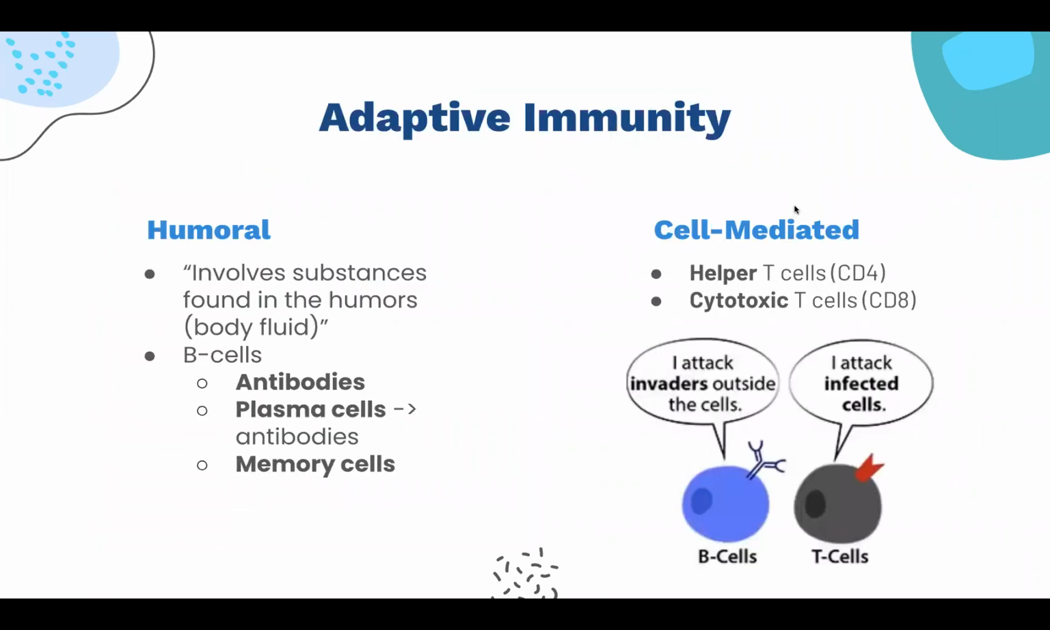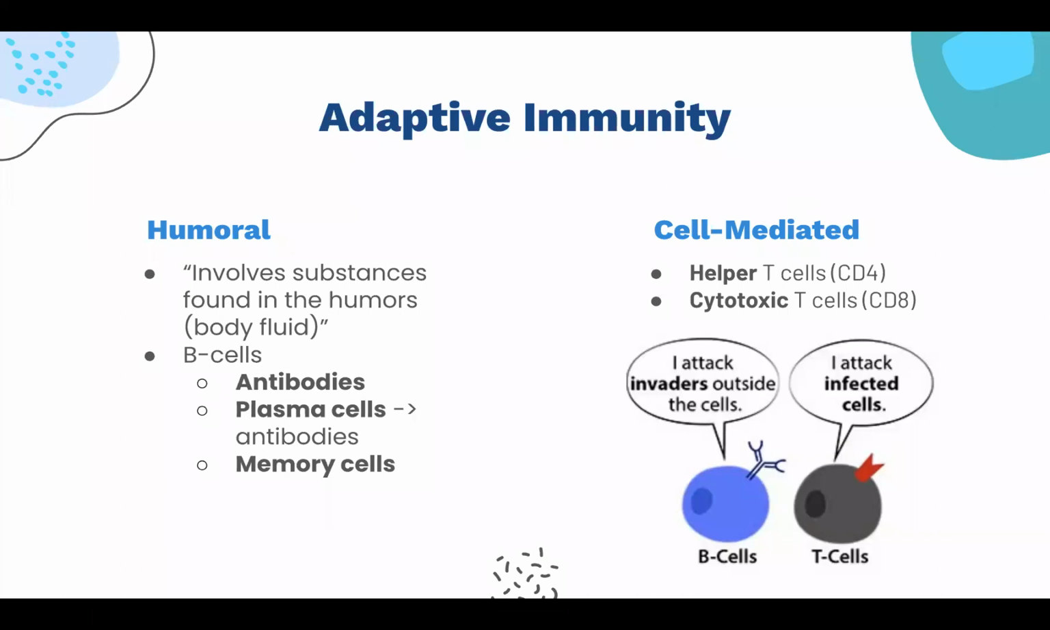Right, let's move on to adaptive immunity, which will consist of only B and T lymphocytes. There are 2 categories, like I mentioned, that fall under adaptive immunity: the humoral response and the cell-mediated response. The word humoral means substances found in the humors, also known as body fluid. These substances include antibodies, which are secreted by B cells or plasma cells. Plasma cells are differentiated versions of B cells, and their only role is to secrete antibodies. Memory cells are also differentiated. Their only function is to recognize pathogens that infected the body before and to secrete antibodies so that the body can eliminate the pathogen more quickly.